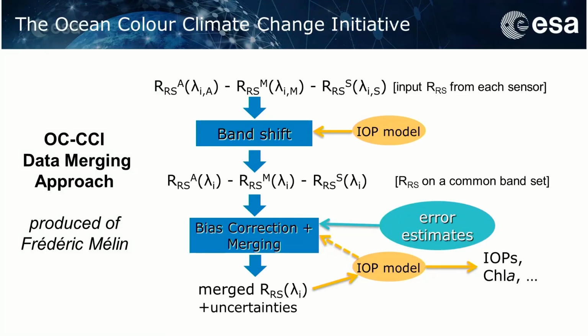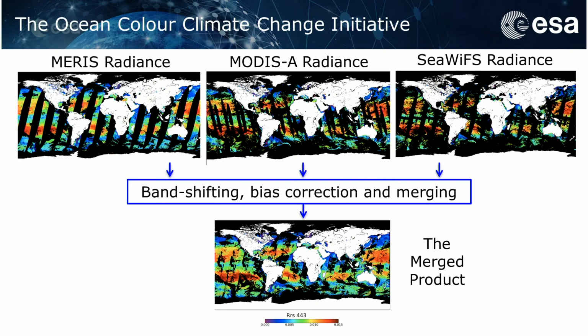We essentially match these observations on a common grid, concurrent observations on a common grid, and then look at the relationships between remote sensing reflectance, say at 443 nanometers from one sensor and the other, and what models we can use best to make those bias corrections. And then we use an IOP model when we start also for our products.